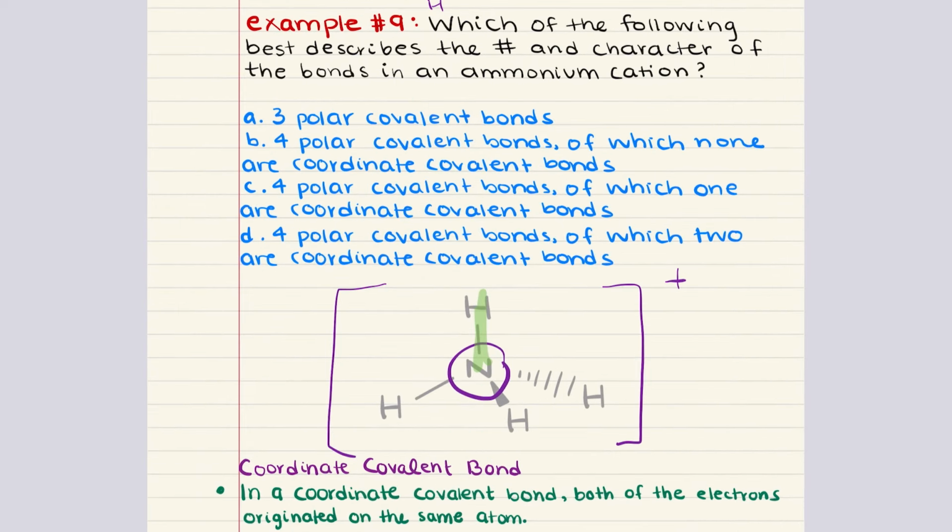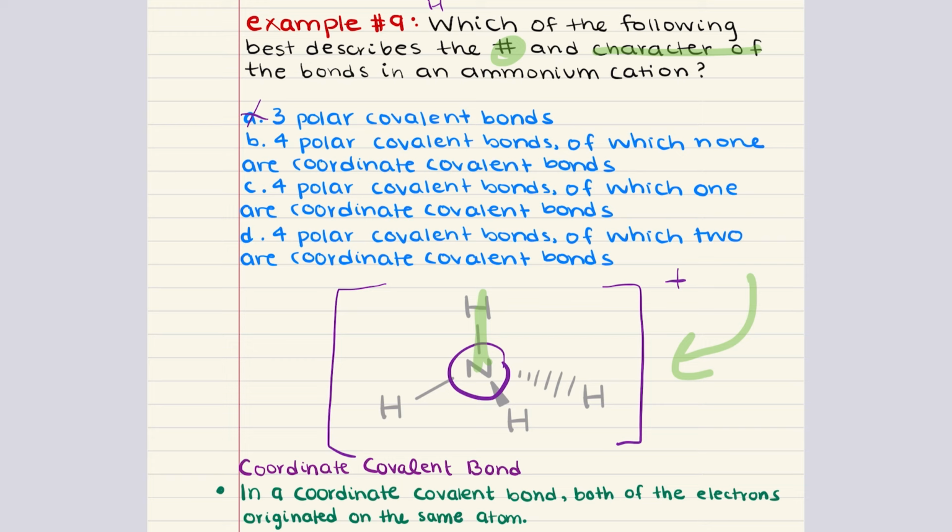A says that we have three polar covalent bonds. Remember, the question is asking what best describes the number and character of the bonds in this ammonium cation. A says three polar covalent bonds. That's not true. The ammonium ion has four bonds, not three. So A is incorrect.